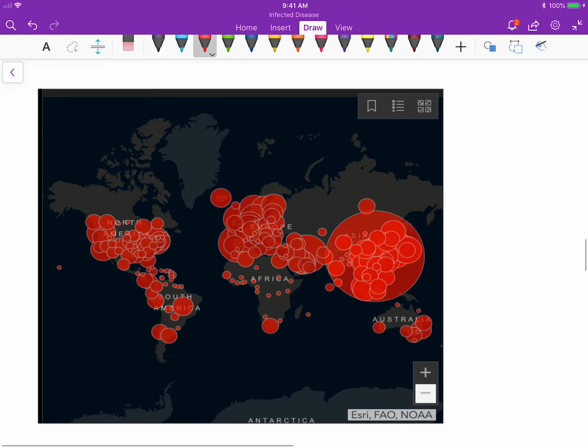And we'll end with this map right here. This just shows you where the infected individuals are. This is a map created by Johns Hopkins, and it is current as of March 13th, 2020.